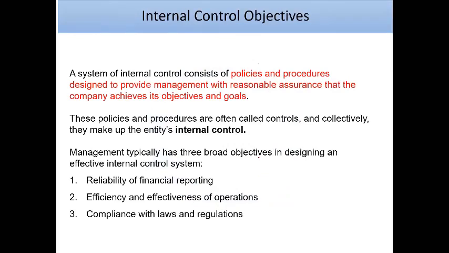What is the definition? As we said, a system of internal control consists of policies and procedures designed to provide management with reasonable assurance that the company achieves its objectives and goals. What are the main objectives and goals of the company and of the management? It is, of course, for the company to achieve profit, and for the management it is to provide information to manage the company in an effective way and to provide information at the end of the year for the users. And the main users for the management are the shareholders, creditors, and some of the governmental entities like the tax authority, for example.